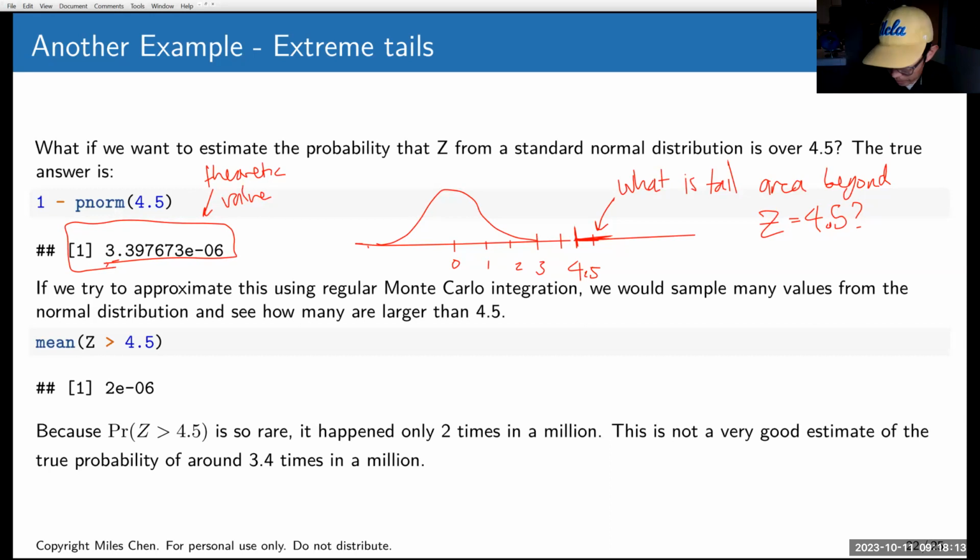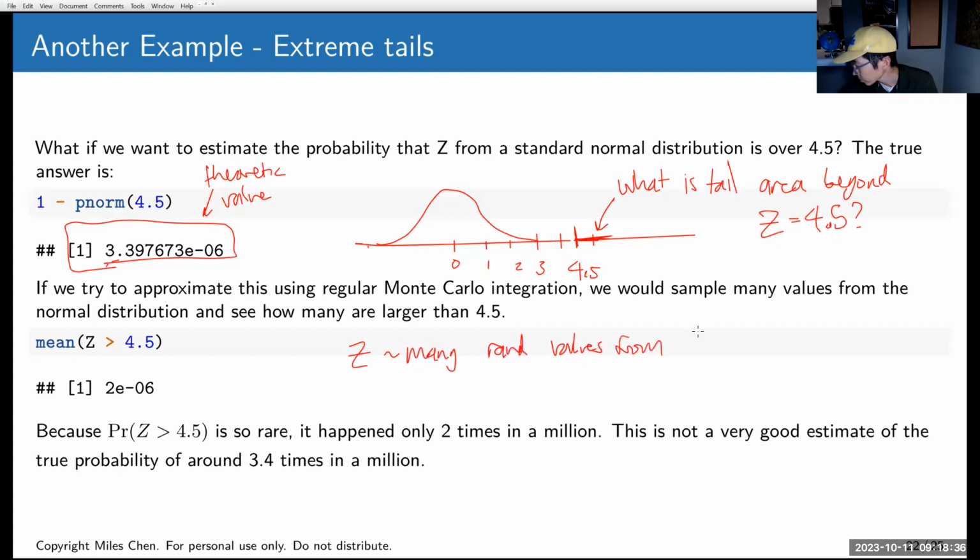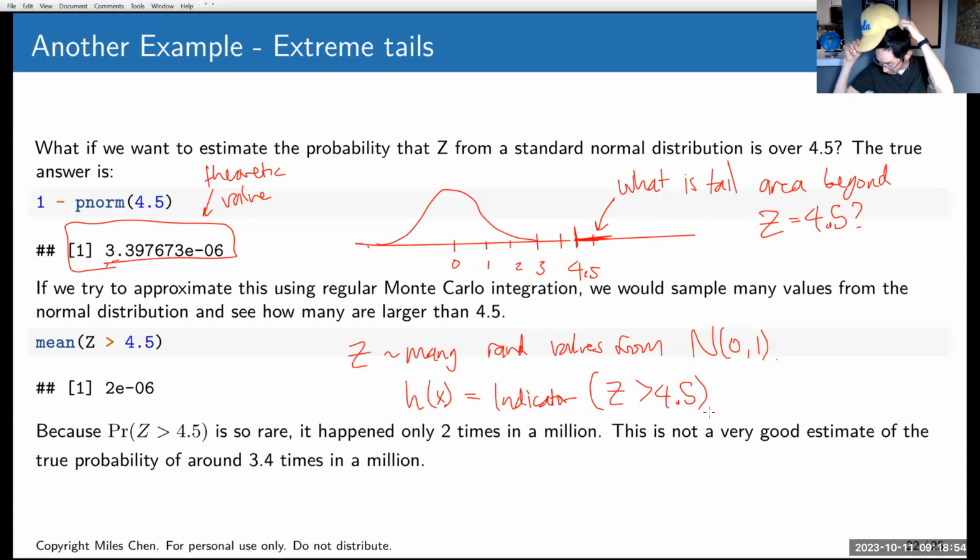Well, the way we could do it is we generate a whole bunch of random values. So Z is going to be many random values from the normal distribution. And then our h of x is an indicator function of z greater than 4.5, and we're going to get true/false values. And when I ask how many times did it happen, after generating 1 million values from the normal distribution, I got 2 values that were greater than 4.5. And I could try this out myself.